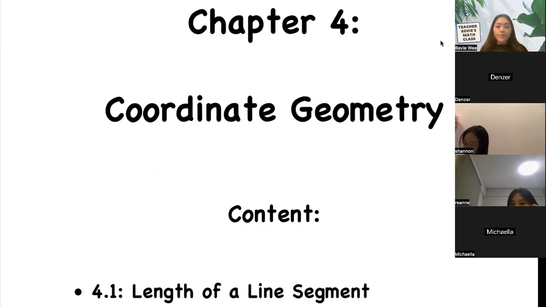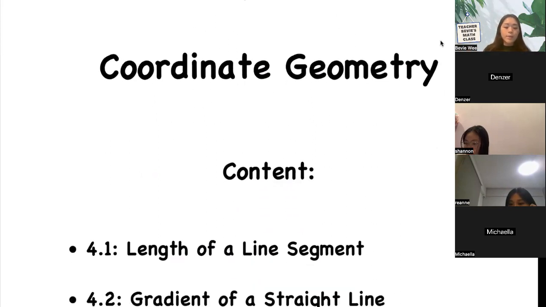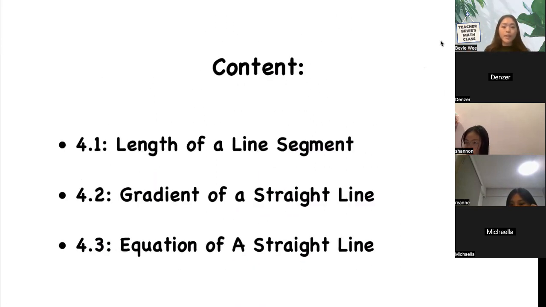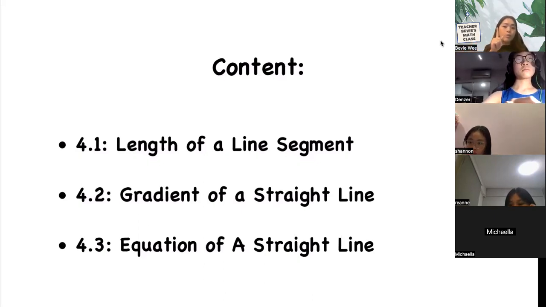All right. Okay, so coordinate geometry this year, what is new is the length of the line. Gradient, we have already covered previously. Equation, we have also covered previously. So nothing new for 4.2 and 4.3. Of course, there is one new formula for us to learn. Equation, y equals to mx plus c, doesn't change.